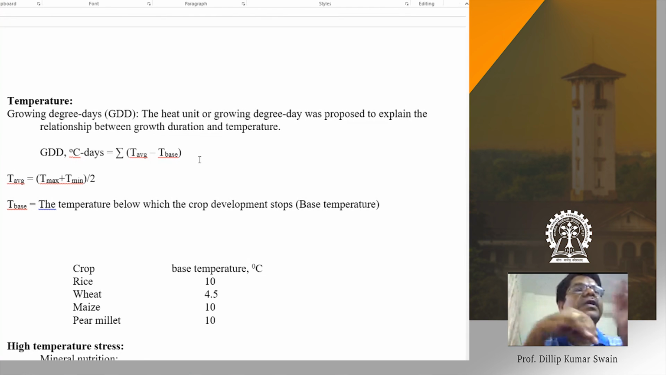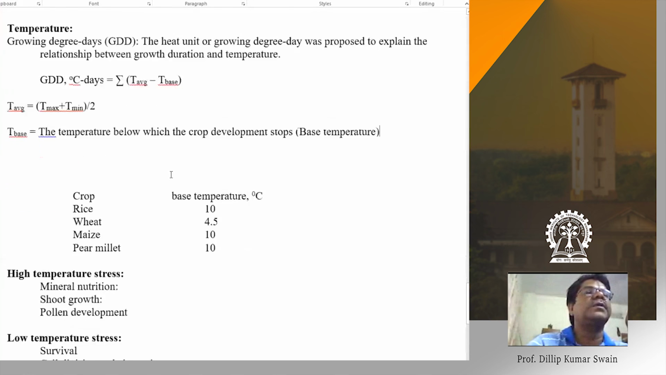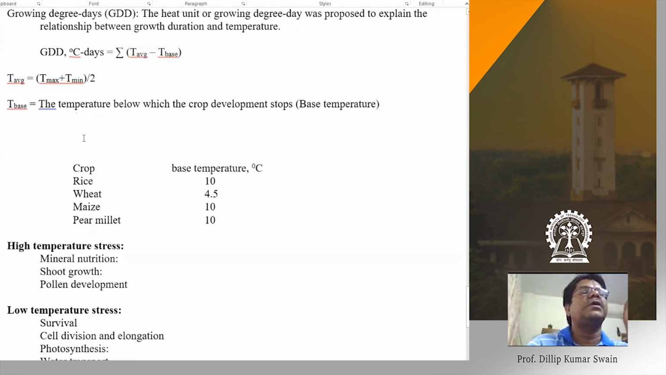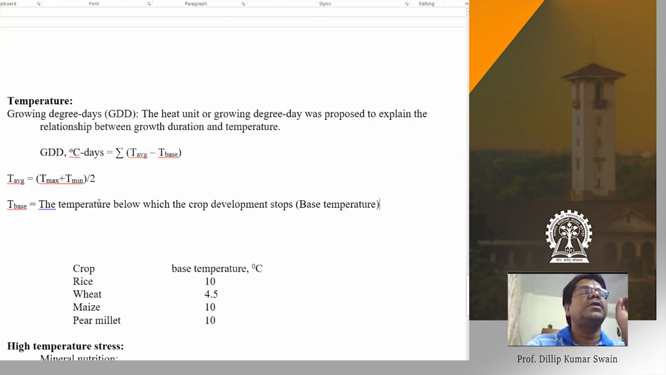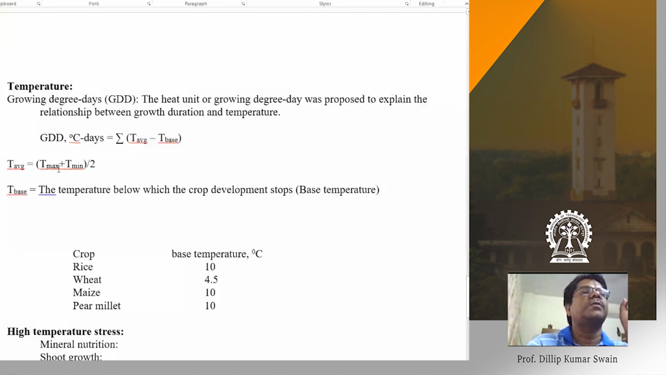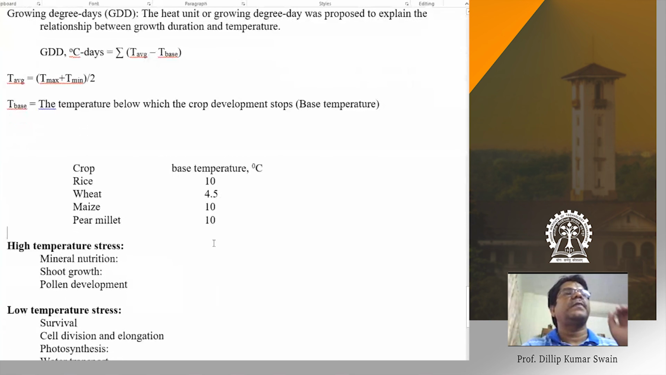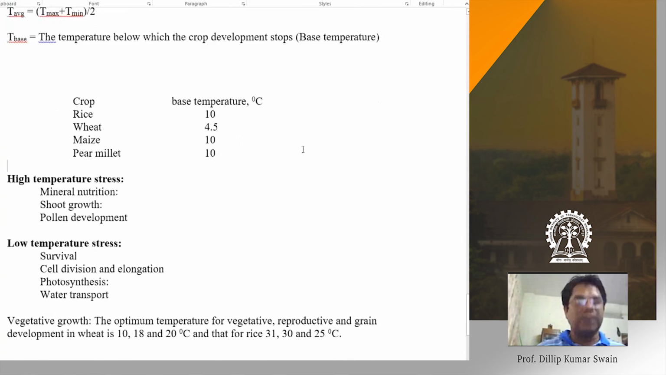So here, we can have a small example to know how we can predict the duration of a particular phase. Suppose you take a rice crop. So if this is a T average, once you have the daily T average minus T base, added up, and if you know the growing degree days, you will be able to calculate the duration of a particular growth phase. So how can we calculate this one?